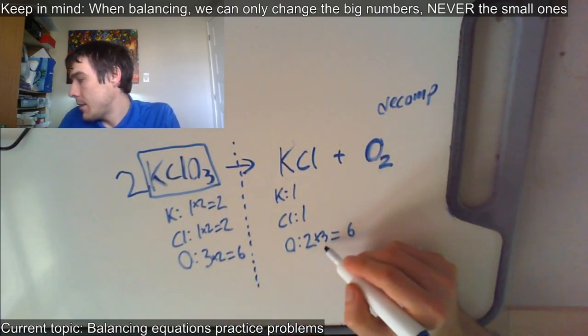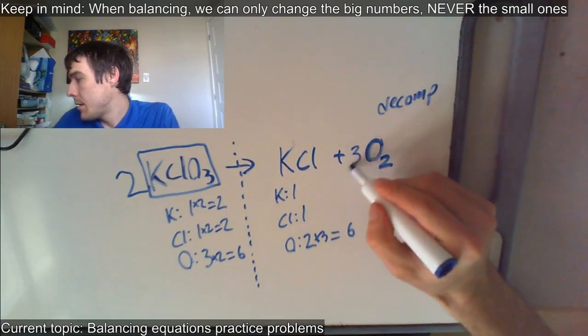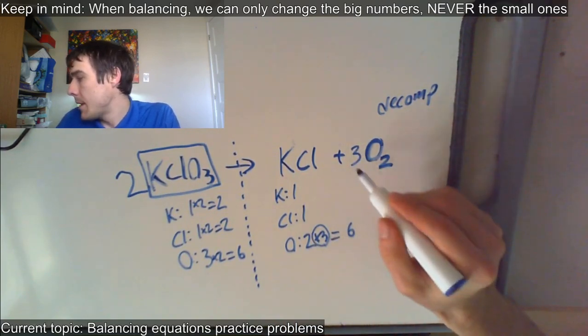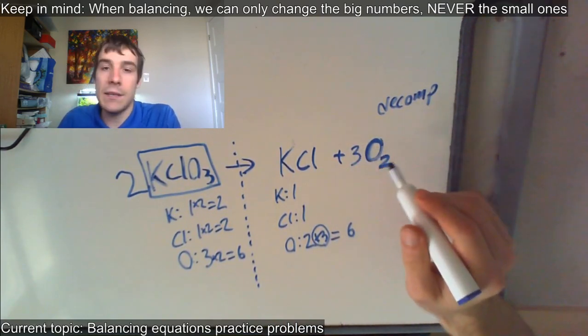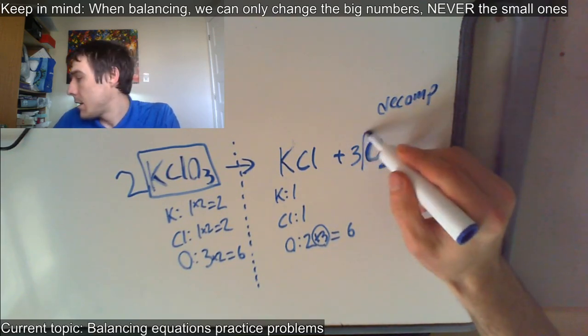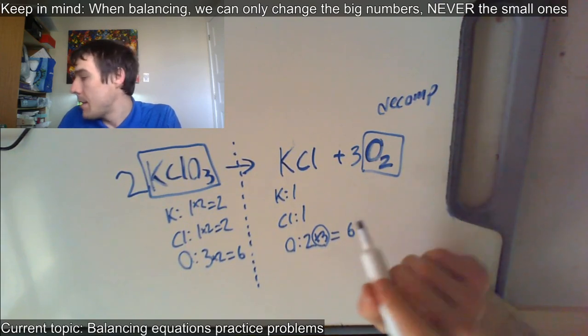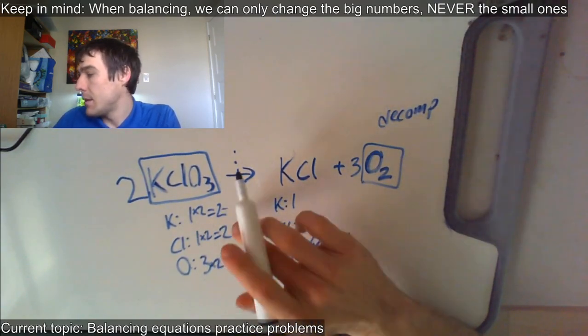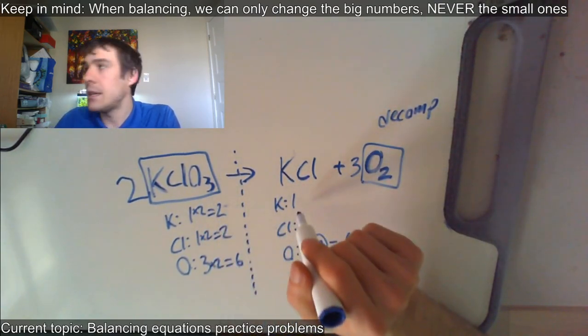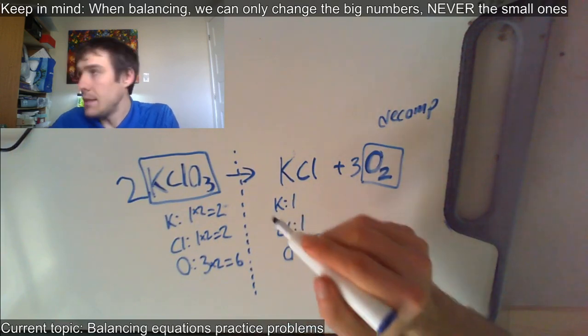Now this, I multiplied it by 3. There's my 3. That only affects the oxygen. And now there's 6 oxygens there, so I'm good for that. But now I've got these. These are not balanced. There's 2 here and 1 here. Seems easy enough to fix.